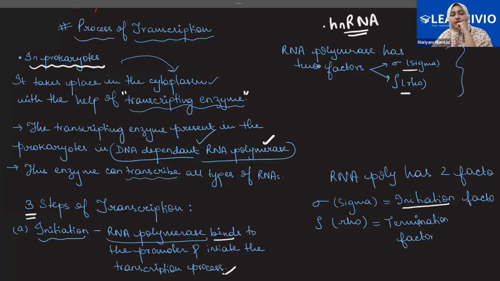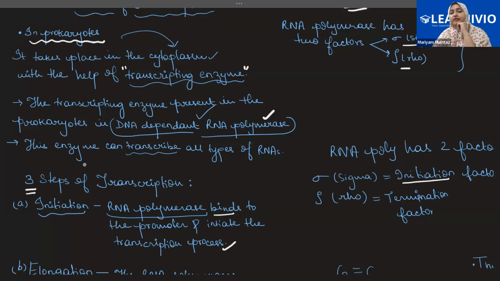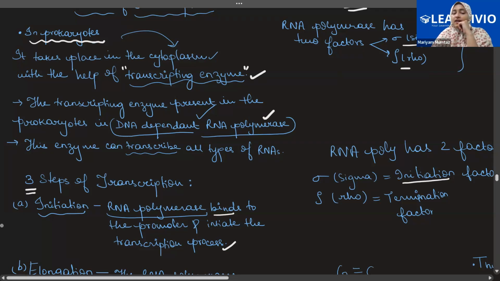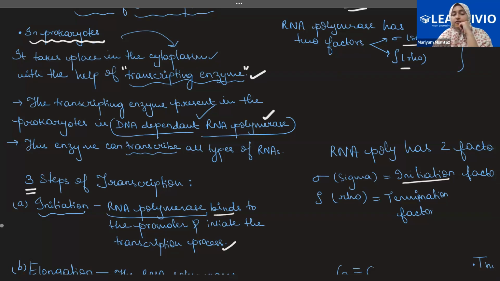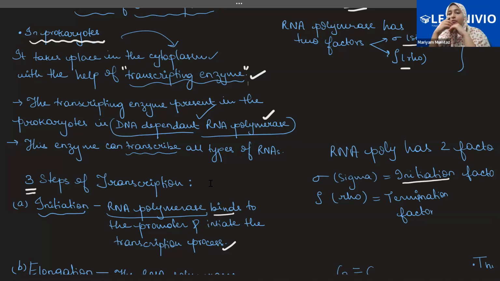All right. So now during the process of transcription, we know that transcription takes place with the help of transcribing enzymes. The transcribing enzyme present in prokaryotic organisms is DNA dependent RNA polymerase. Why? Because the whole process is template dependent, meaning the DNA that already exists, the new complementary RNA will be made from that.